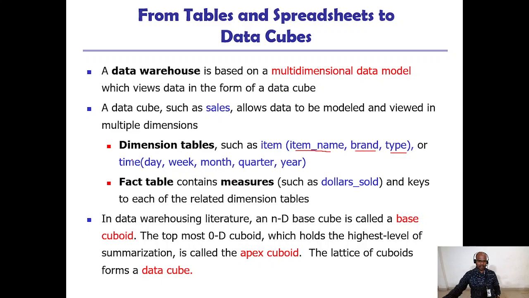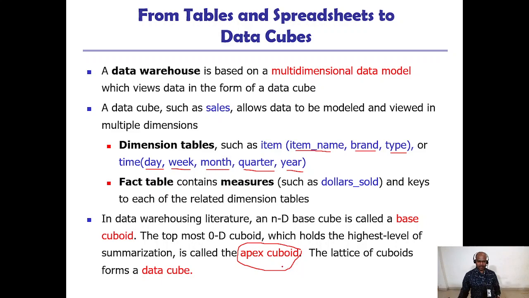Another dimension, time, may be divided as day, week, month, quarter, year, etc. A fact table contains measures such as dollars sold, and keys to each of the related dimension tables. In data warehousing literature, an n-D base cube is called a base cuboid. The topmost 0-D cuboid, which holds the highest level of summarization, is called the apex cuboid. So the apex cuboid is nothing but the 0-D cuboid.